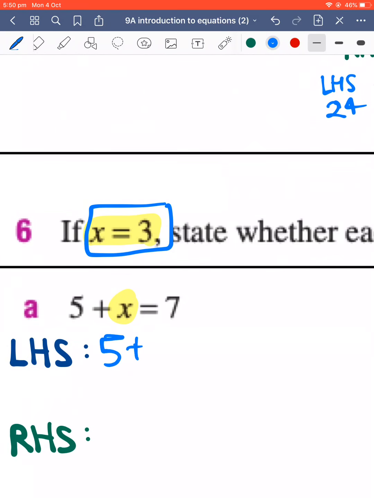So for my left-hand side, which again, remember is here, I've got 5 plus my X. Then I substitute it in, so 5 plus 3, which gives me my answer of 8. My right-hand side is 7.